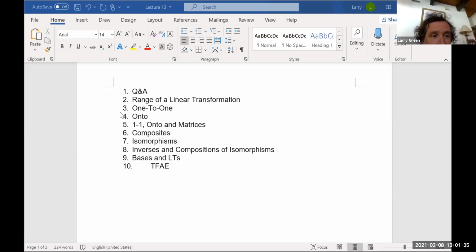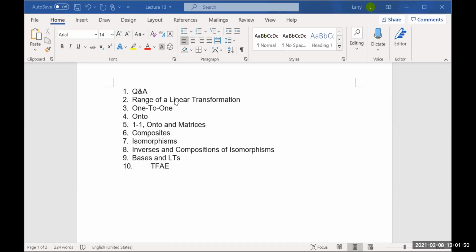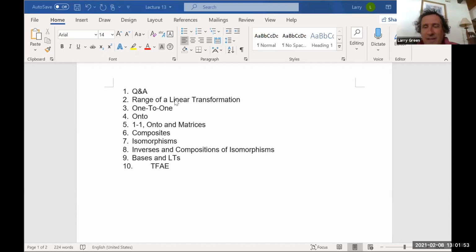Okay, so hopefully you can see what I'm looking at. Today is a day about linear transformations. As always, I'll start out with Q&A. After that, we'll say a linear transformation is a function, so given that it's a function, we could talk about its range. We're going to do all the function stuff today. After the range, we'll talk about what it means for a linear transformation to be one-to-one, and the nice thing is it's the same definition of function, if you remember it. Then we'll talk about what it means to be onto.